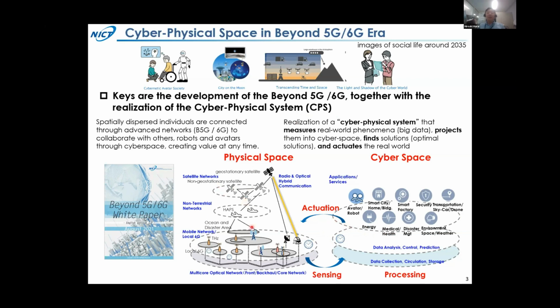In the physical space, our network coverage will be expanded to non-terrestrial areas, so that beyond 5G can cover oceans and disaster areas. Space coverage will be almost 100%. We'll utilize terahertz frequency, which goes beyond 5G, beyond 100 gigabps. Large capacity optical fibers are installed in the core network. In the cyberspace, data is collected by sensing and analyzed. Many diverse applications like avatars use such analysis.